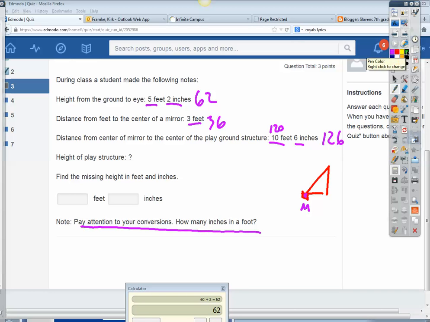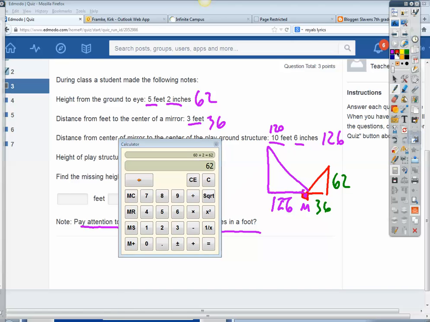So when I do this problem, those are the numbers I have to use. So I have 62 inches, the distance from the mirror, so that's 36 inches. Then if I draw out the rest of it, I know that the distance from the center of the mirror to the playground structure is 126. So the question is, what did I multiply 36 by to get to 126? So I'll go 126 divided by 36. So my scale factor is 3.5.